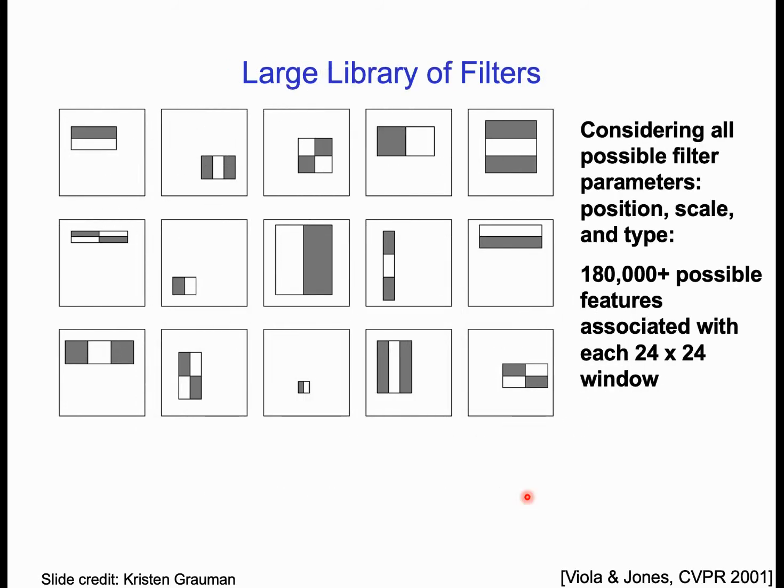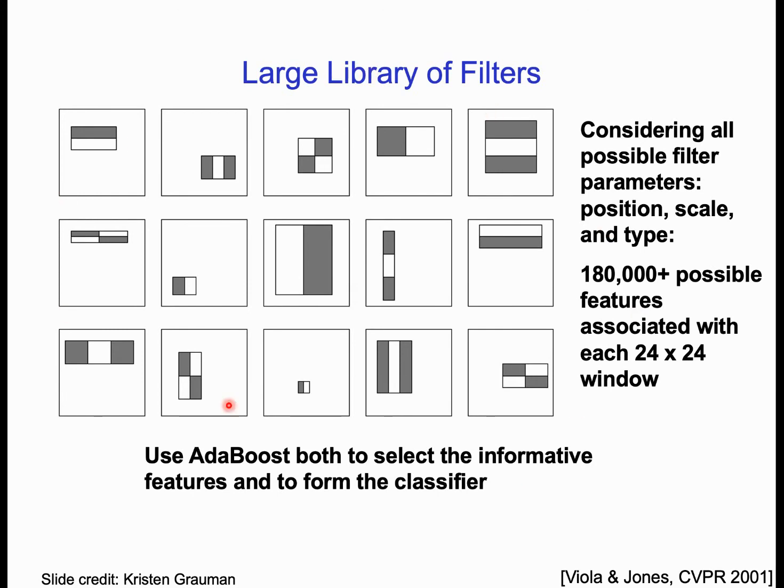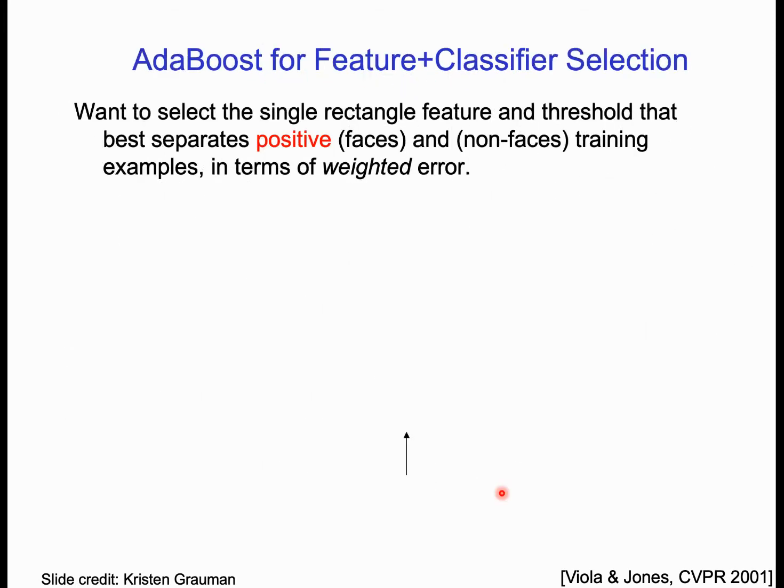So as we said, it creates a very large library. For each image, for each patch, it extracts many different features, and it uses AdaBoost to select the informative ones and to form a final classifier. So we want to select the single rectangle feature. What is the weak classifier choice for the Viola-Jones detector? We want to select a single rectangle feature and threshold that best separates positive, meaning faces, from negative, meaning non-face images in the training examples, taking into account the weighted error.